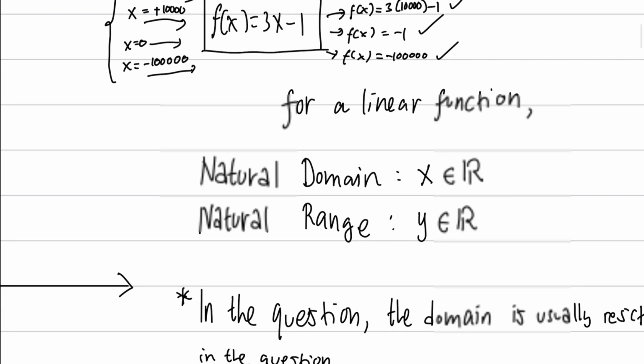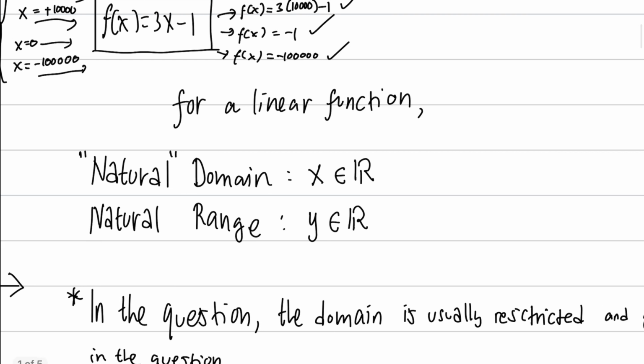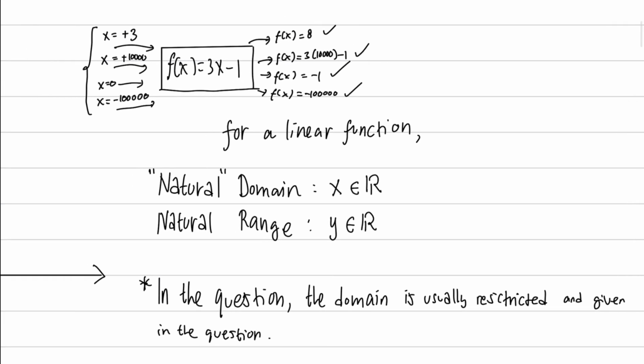But why do I have the term natural here? Because in the question later, the domain is usually restricted and given in the question. Natural means the biggest domain that we can have, which is all numbers. But later in the question, the domain is usually restricted.